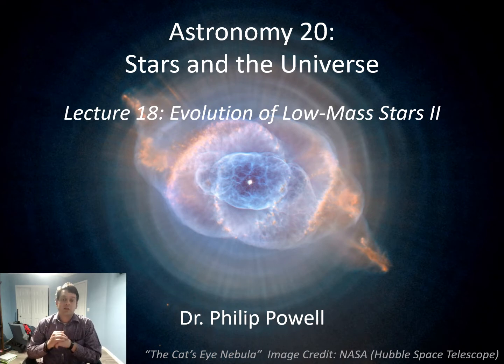So in our last lecture, we began our quest to understand the evolution of low mass stars, by which, again, we mean stars of 8 solar masses or lower, of which the Sun certainly is one. But it turns out there's quite a bit more to say about that evolution and where those stars are going.